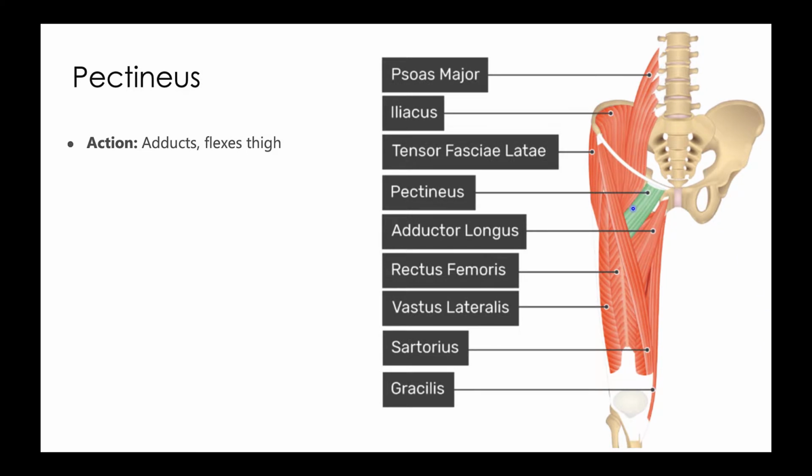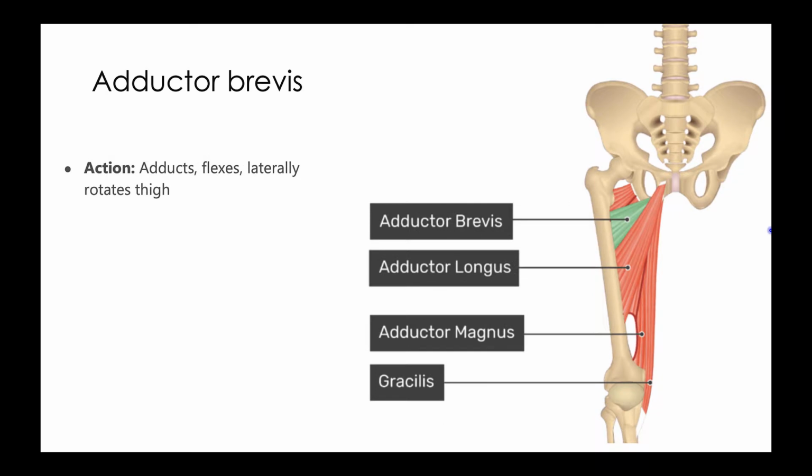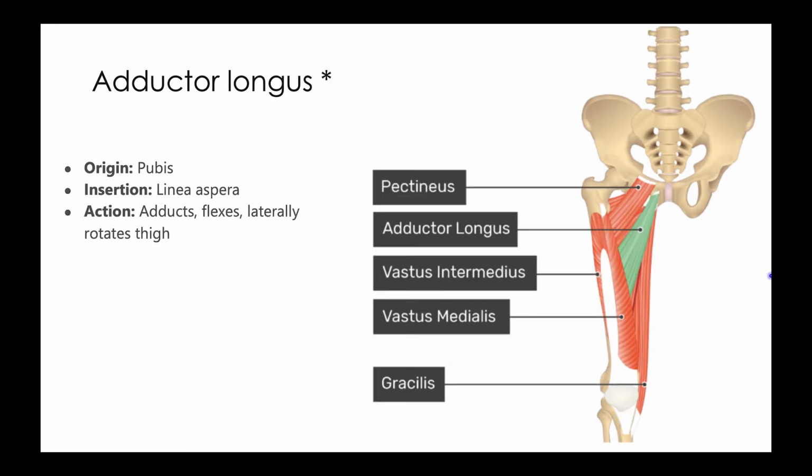Pectineus is an adductor and a flexor of the thigh. This is a small muscle. It's a little bit hard to see on your models in lab. So we do have muscle guides that will be out on the lab tables, and as you read through those, it's a step-by-step identification for each of those models. Adductor brevis here is adducting, flexing, and laterally rotating the thigh.